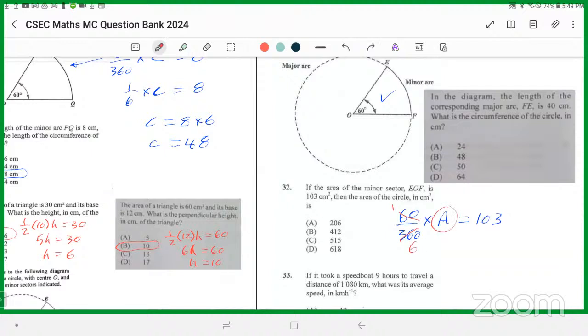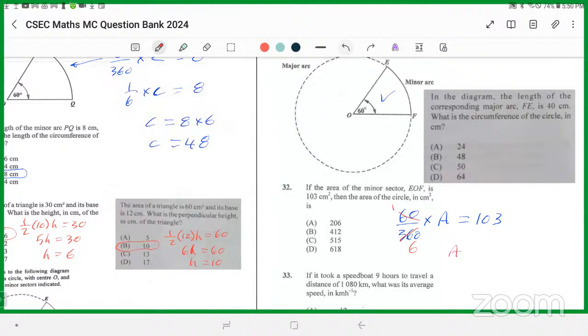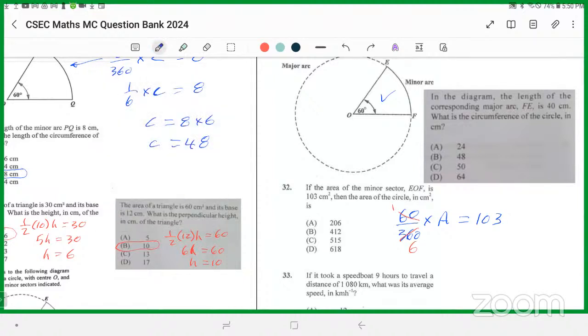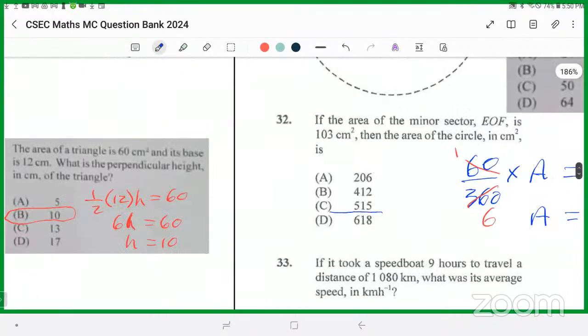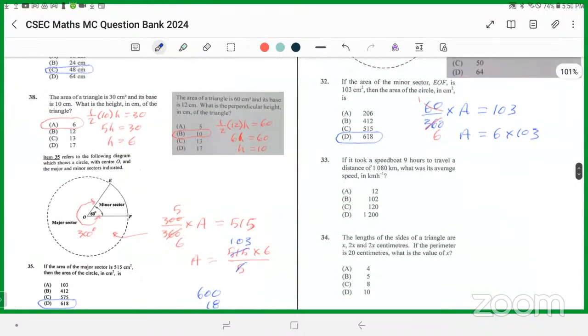To find the A, we're going to multiply by the 6. So the A that we want is going to become 6 times 103, which is the same 618. Same area, same circle, 618 that we got over here. It is the same circle.